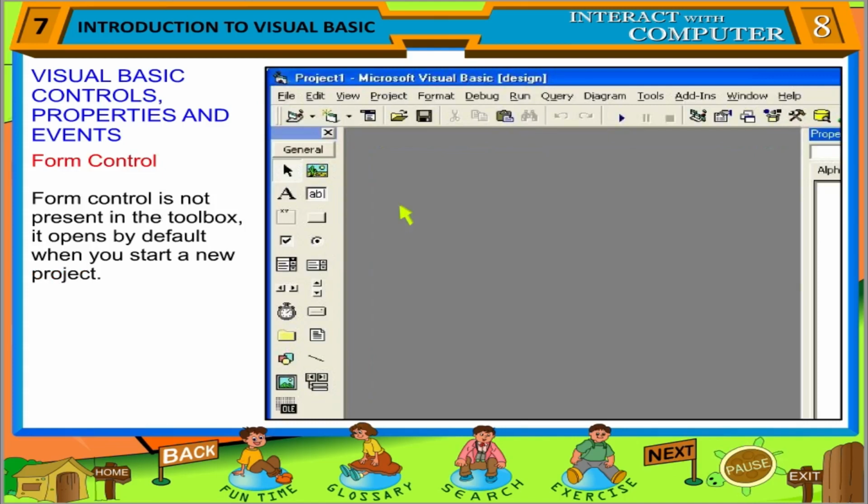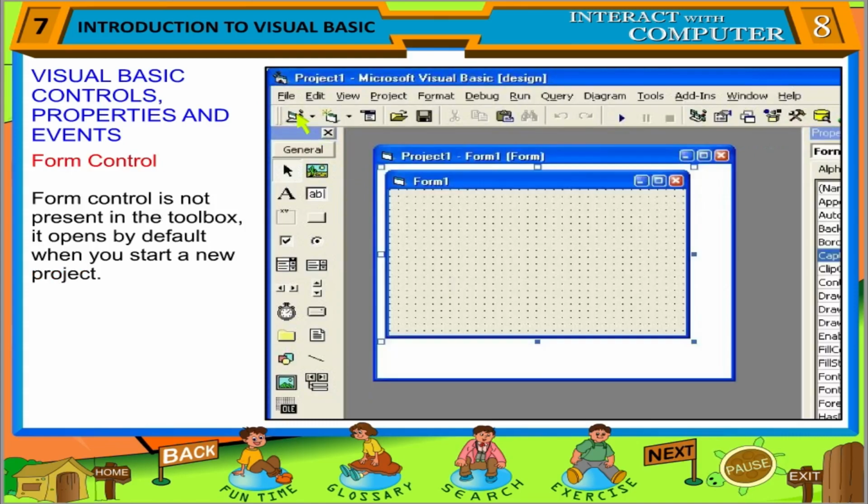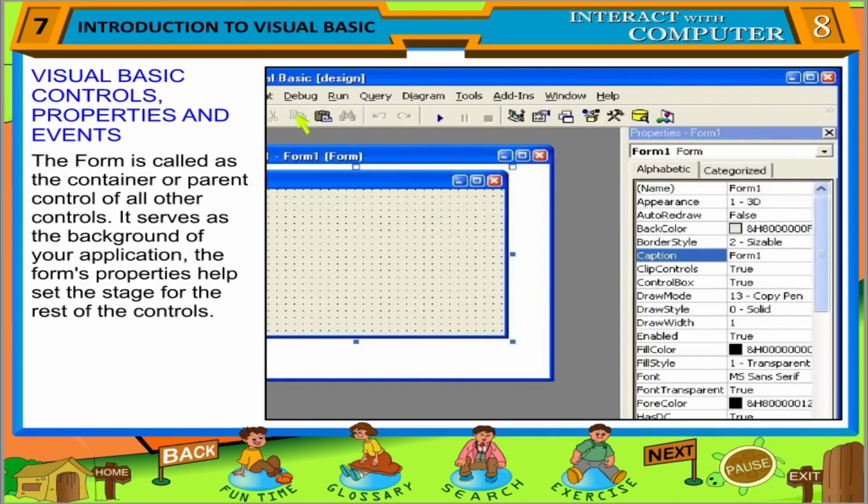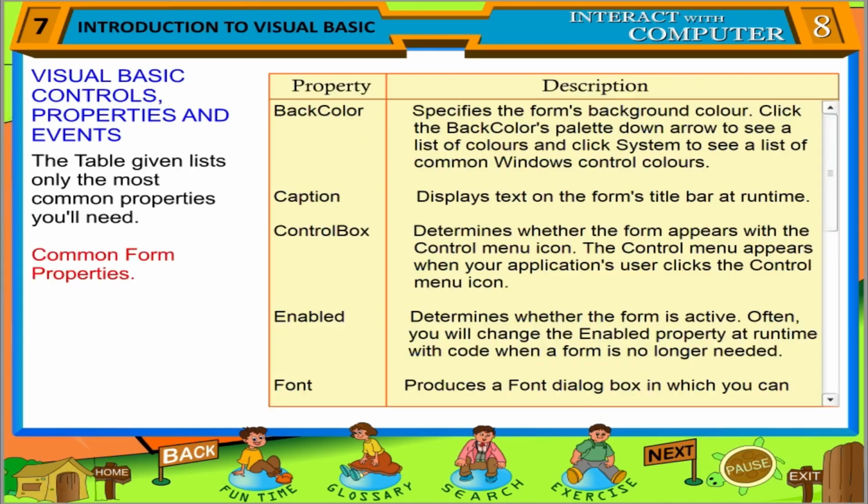Form control. Form control is not present in the toolbox. It opens by default when you start a new project. The form is called the container or parent control of all other controls. It serves as the background of your application. The form's properties help set the stage for the rest of the controls. The table given below lists only the most common properties you'll need.